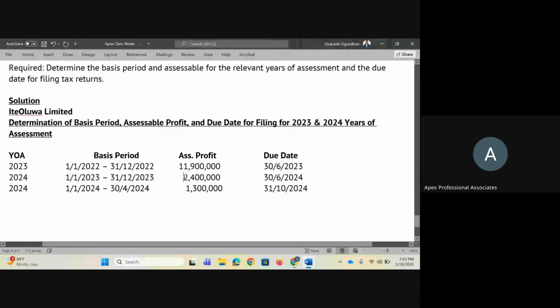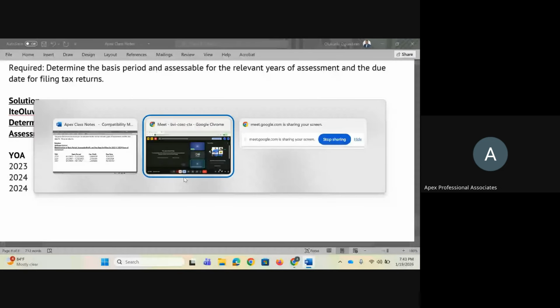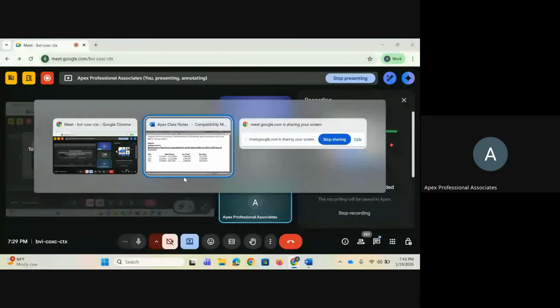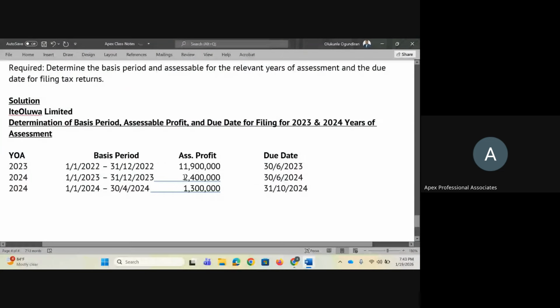Do you understand? Does it clarify? Yes, sir. All right, any other thing? No, sir. So we can go on to the second illustration. Illustration 2.